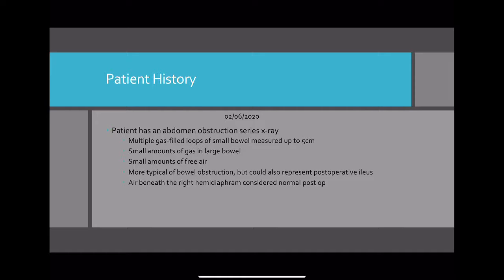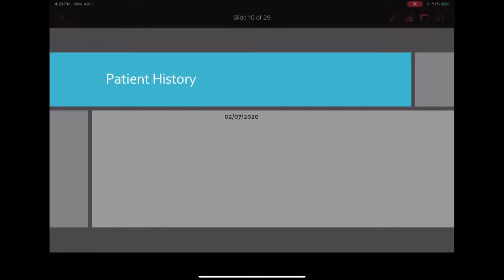Multiple gas-filled loops of small bowel are measured up to 5 centimeters. She has a small amount of gas in the large bowel, a small amount of free air. This is considered to be more typical of a bowel obstruction, but could also represent postoperative ileus, and air beneath the right hemidiaphragm, which is considered normal because she's post-op. The patient also has a chest PICC line placed, and during this exam it was noted that she had persistent dilated small loops of bowel, and they questioned an obstruction.